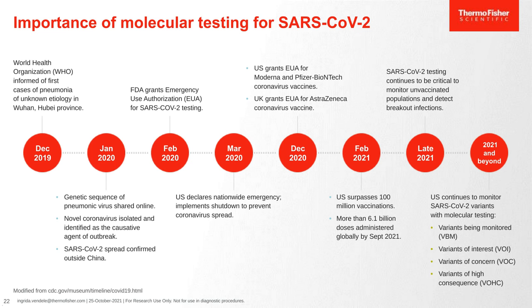SARS-CoV-2's emergence, spread, and health outcomes have impacted all of our lives. Perhaps one of the most important lessons we learned, however, is the need for accurate, sensitive, and available molecular testing solutions for infectious disease. Displayed here is a snapshot of the United States Centers for Disease Control and Prevention's timeline of the appearance and response for SARS-CoV-2.